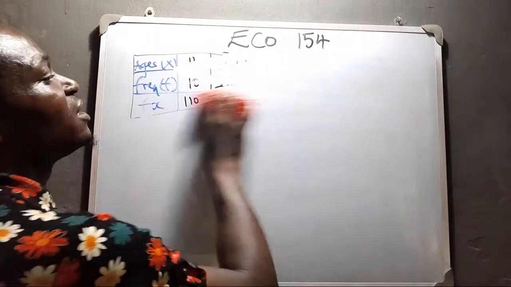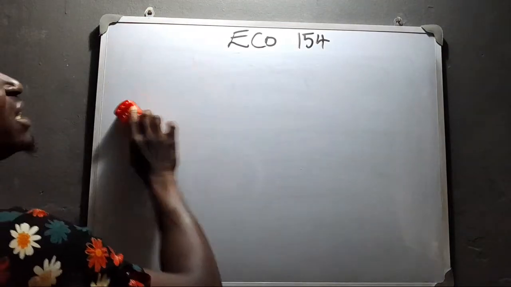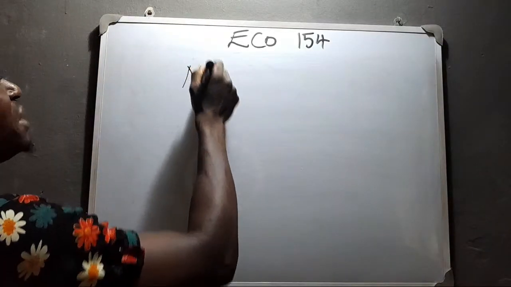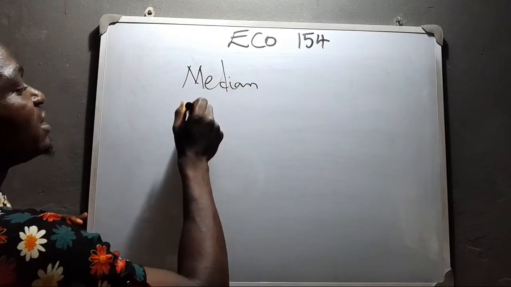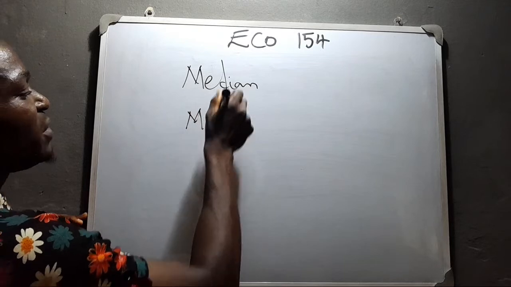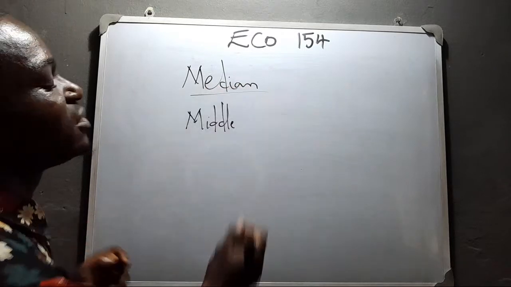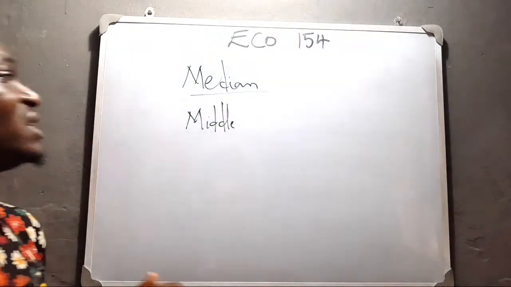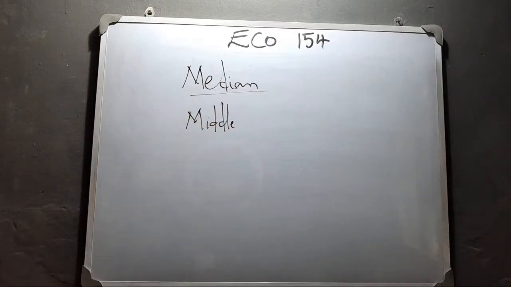Taking a look at the method called median, when we look at the root word of the word median, we know we are talking about middle. So how do we use this method of median to pick a number or to sample a number out of a distribution? Let's take a look at it.